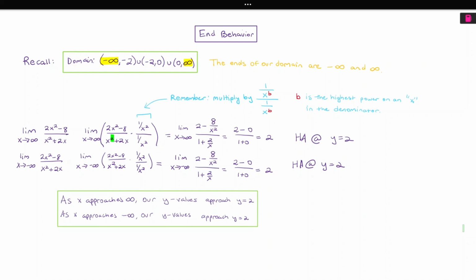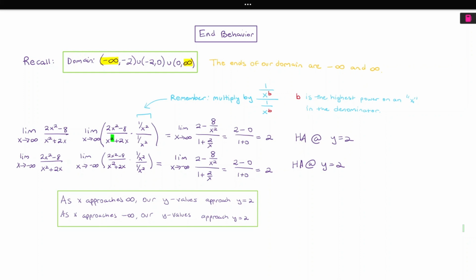And we're going to do that for both problems. So we're going to have the limit as x approaches infinity of 2 minus 8 over x squared over 1 plus 2 over x. And the same thing for negative infinity. In both cases, the 8 over x squared and the 2 over x are going to end up going to 0, because 8 over infinity is going to be 0 and 2 over infinity is going to be 0. And so we're going to have 2 minus 0 over 1 plus 0 equals 2.